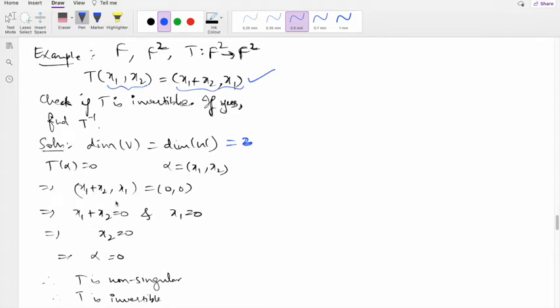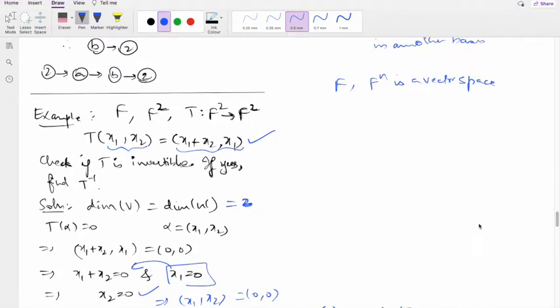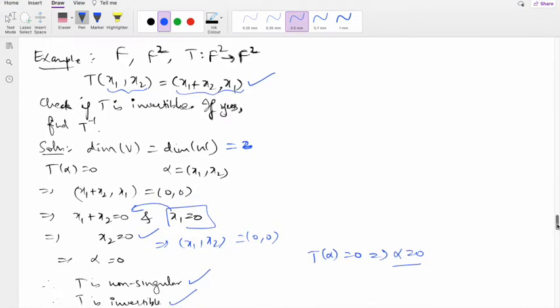Two elements being equal in the F square space would mean that each of the tuple's elements are equal. So x1 plus x2 is 0, and x1 is 0. So when x1 is 0, putting that in this condition, I get x2 also 0. So this implies that (x1, x2) is just (0, 0), which means alpha is 0. So what we have proved is that T of alpha equal to 0 implies that alpha is 0, and therefore T is non-singular, and from the previous theorem we say that T is invertible. Now the second part of the question is, what is the T inverse?